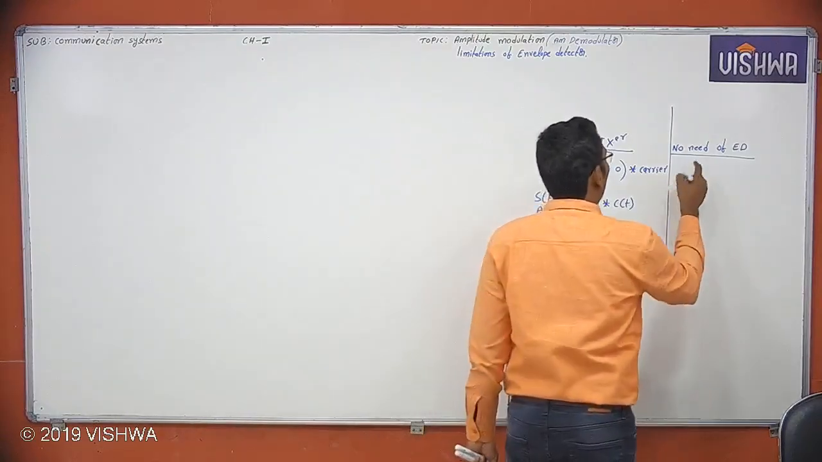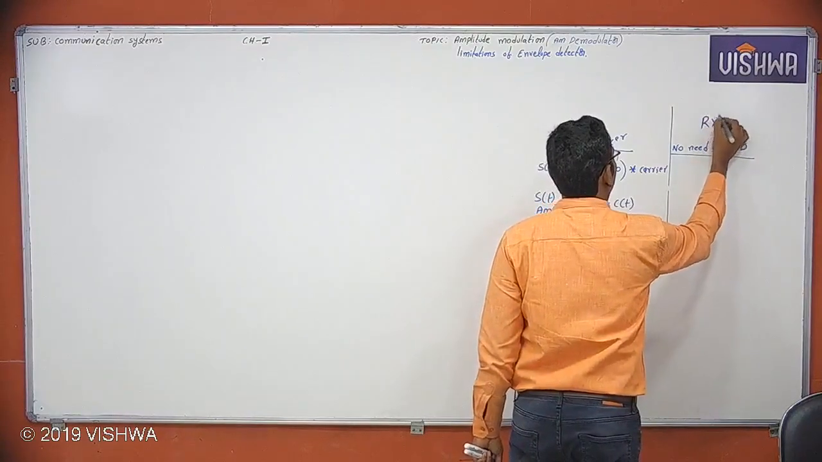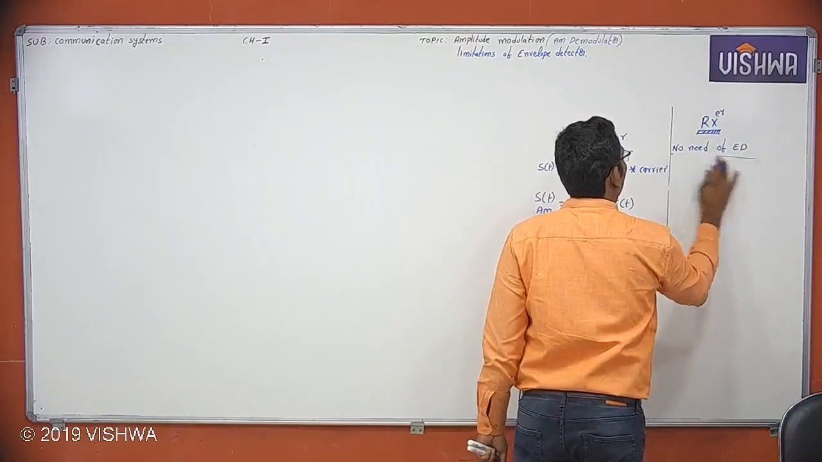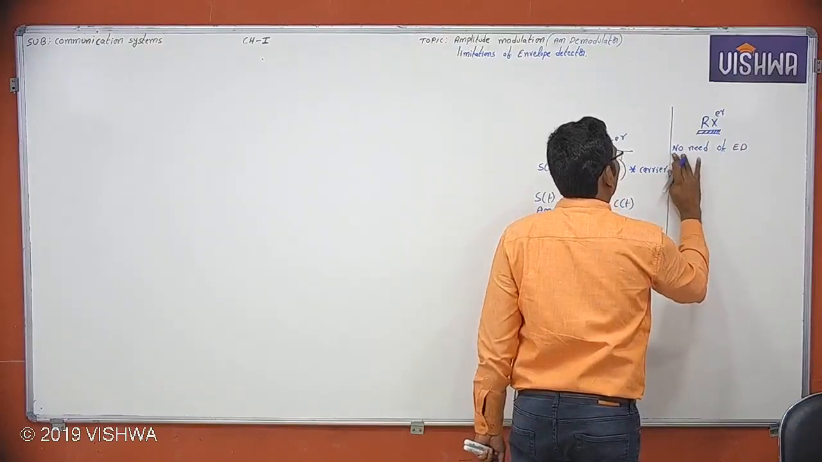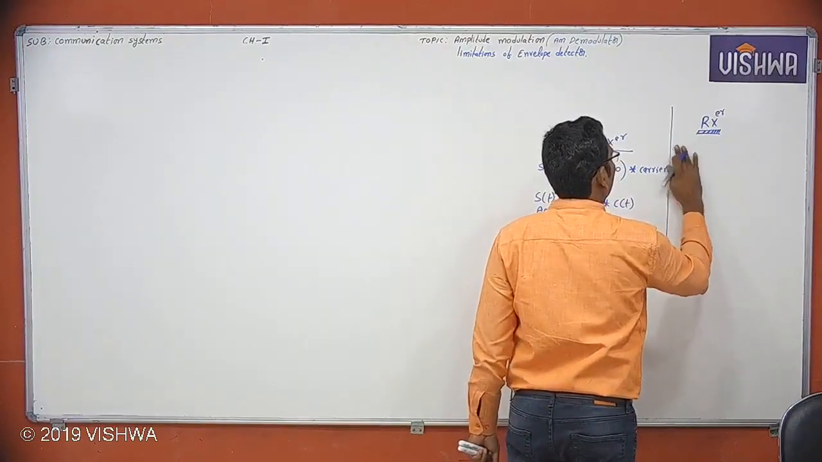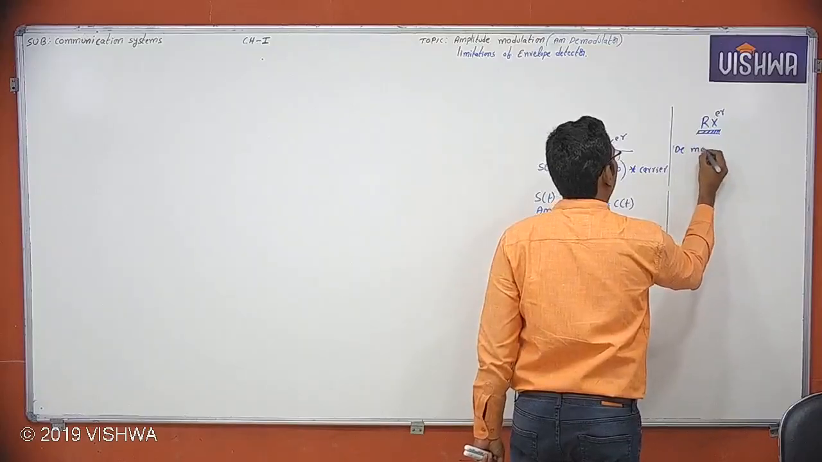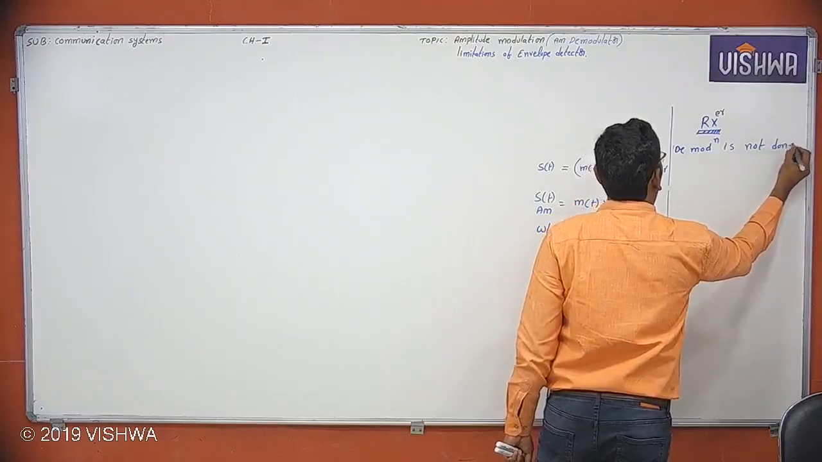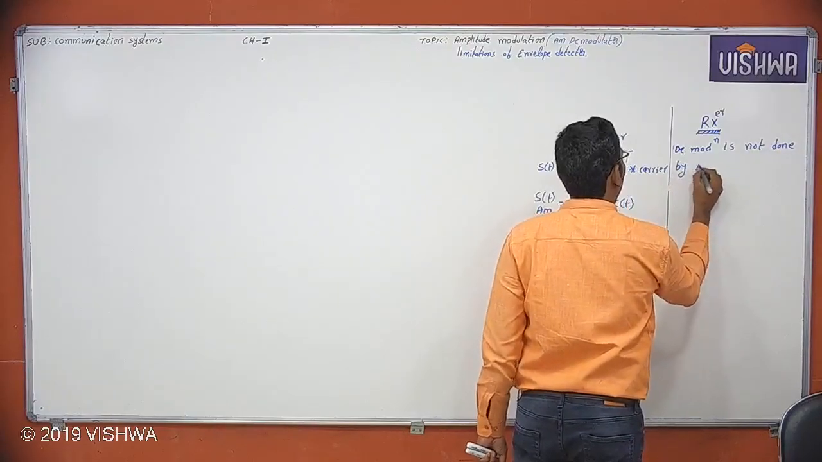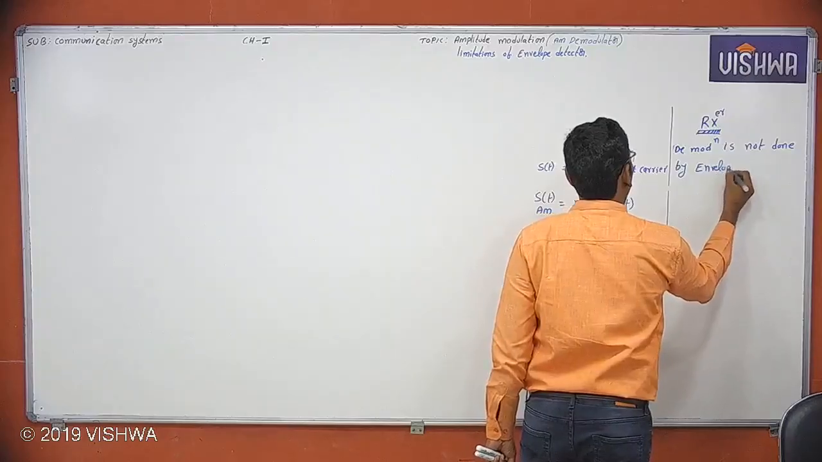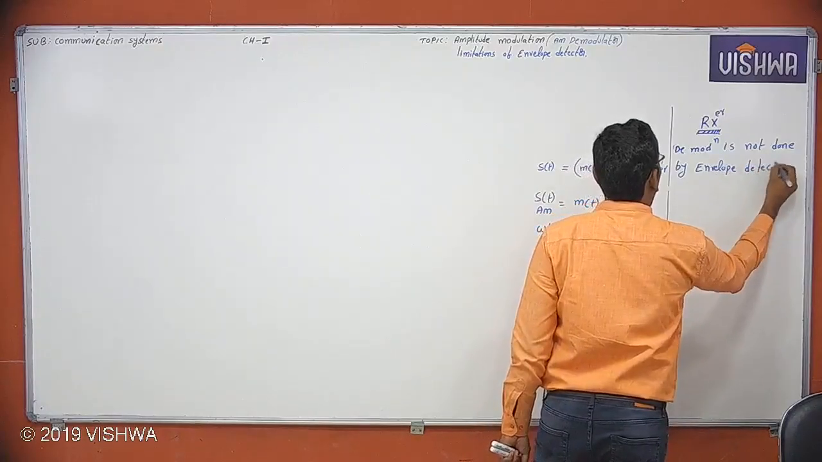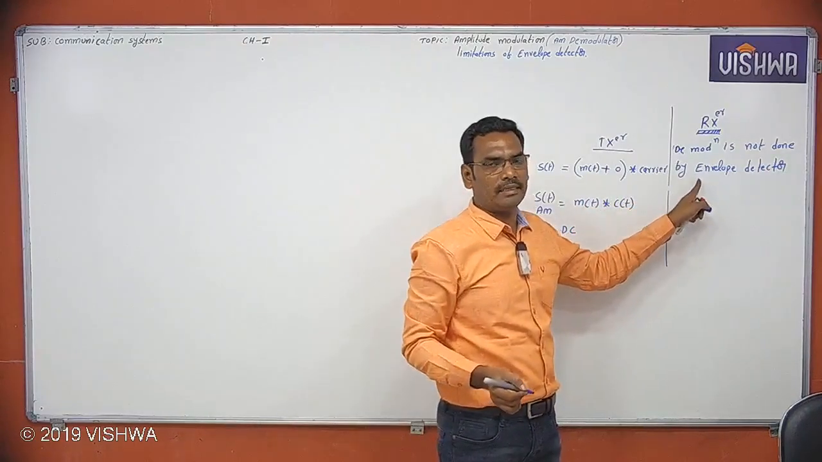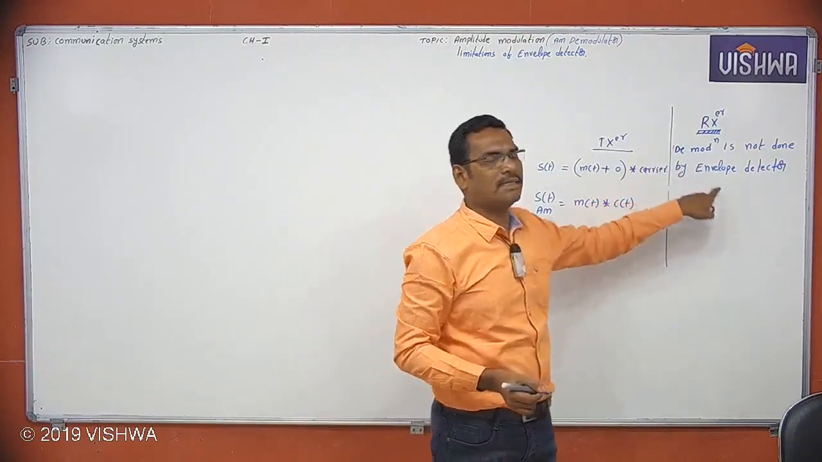But the demodulation at the receiver side will not work. The demodulation is not done by the envelope detector. This is the condition. First you remember. Clear or not? If you don't want DC, there is no envelope detector. If you want DC, then there is a chance of using the envelope detector.